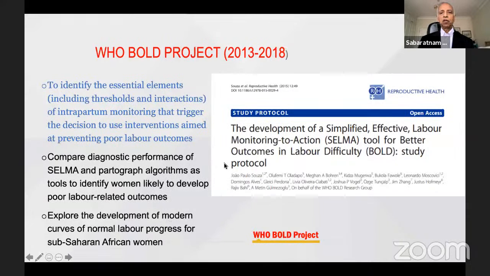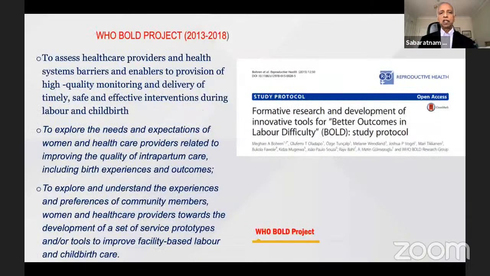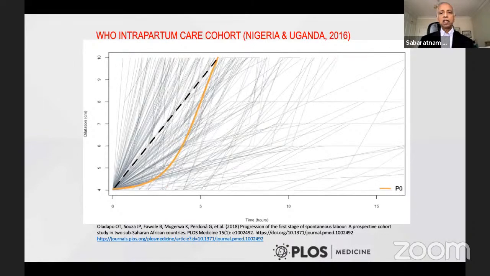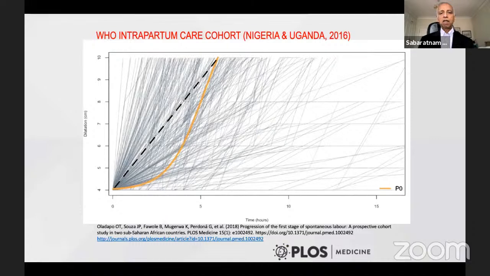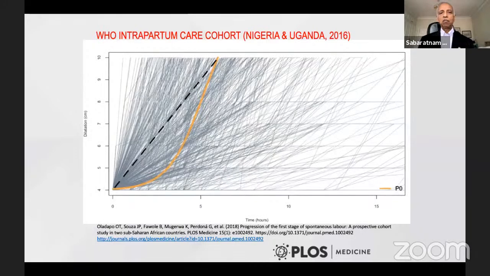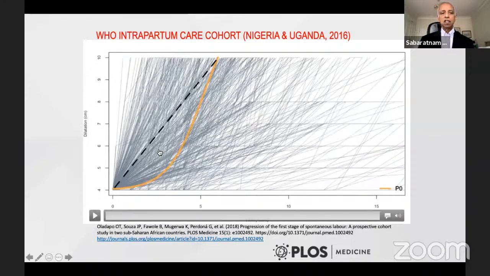And they developed this protocol called the BOLD study, Better Outcomes in Labor Difficulty, the WHO BOLD project. They studied 10,000 patients in Nigeria and in sub-Saharan African countries, including Uganda. And as you can see, the dark lines appearing are the labor curves. They didn't intervene, they just let them dilate and see what happens. You can see the line is drawn from 4 centimeters, 1 hour to the right. The vast majority of them are dilating much slower. Some of them are going to 15, 16, 17, 18 hours. And if they construct the labor curve, only at 5 centimeters does it become 1 centimeter per hour.